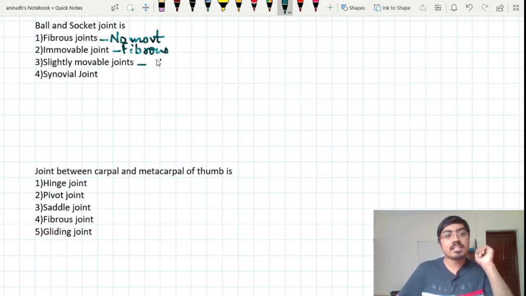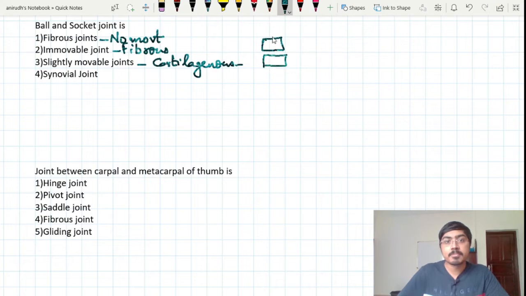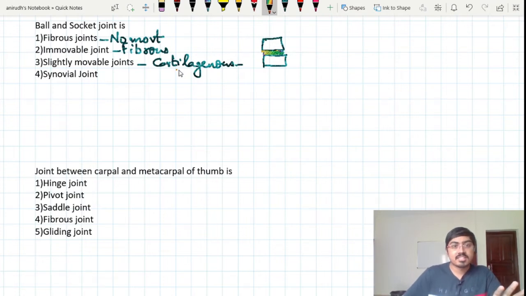Slightly movable joints are cartilaginous joints. An example of a cartilaginous joint is the vertebral junctions. If this is one vertebra, this is another vertebra. As I was telling you, there is an intervertebral disc over here which is made up of cartilage. This is an example of a cartilaginous joint.